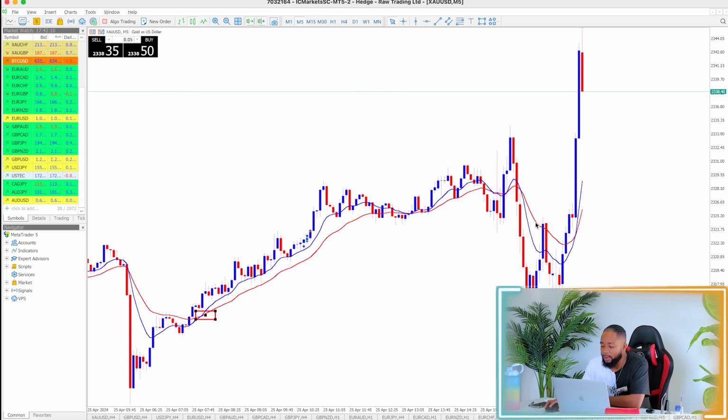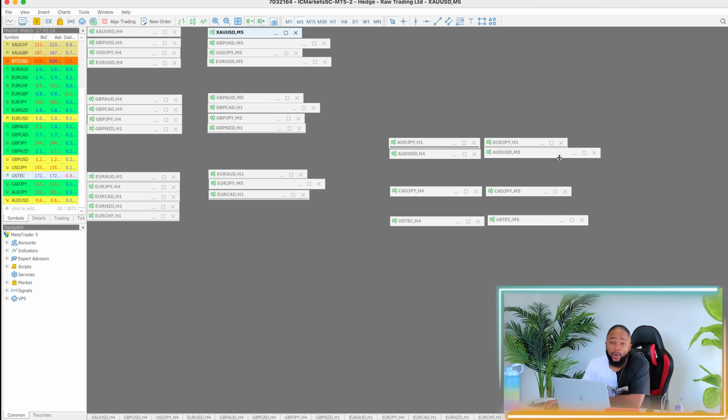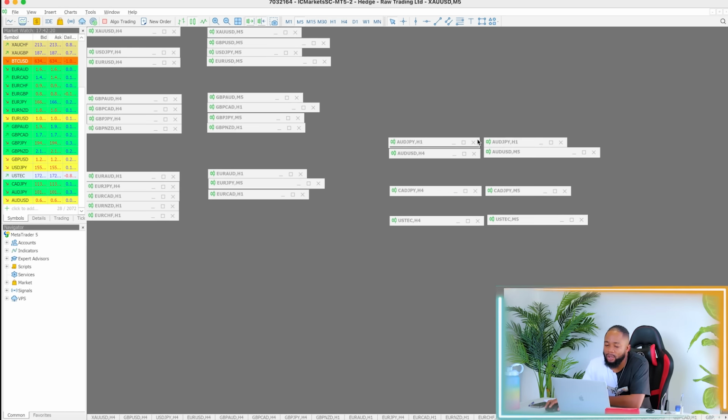All right, good. So let's quickly come here, and we can see on gold that the trend on the lower time frame is not confirming the trend on the higher time frame. So we need to quickly go to another currency pair.